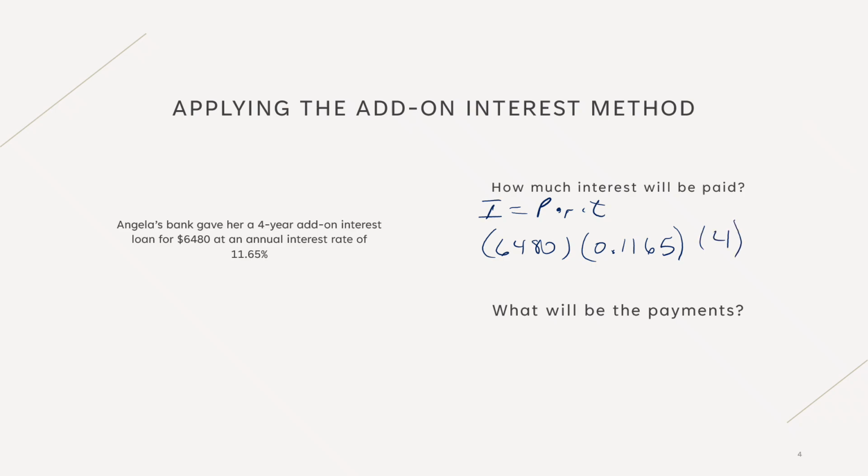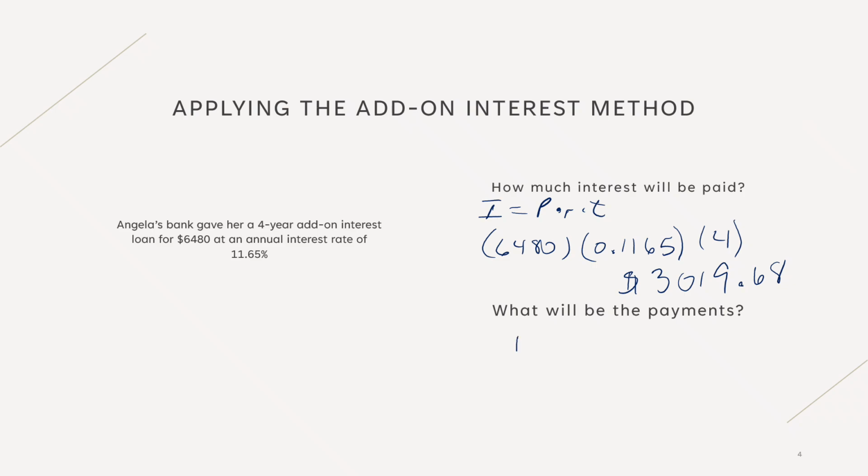When we grab our calculator and do 6,480 times 0.1165 times 4, that gives us a total interest that will be paid of $3,019.68.